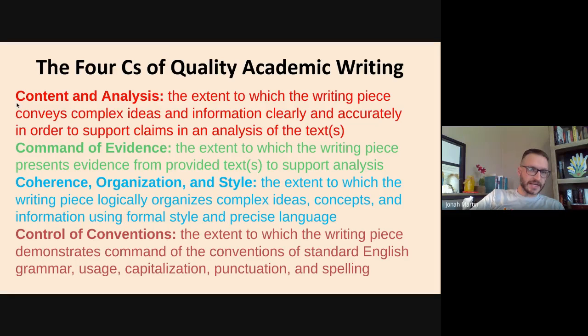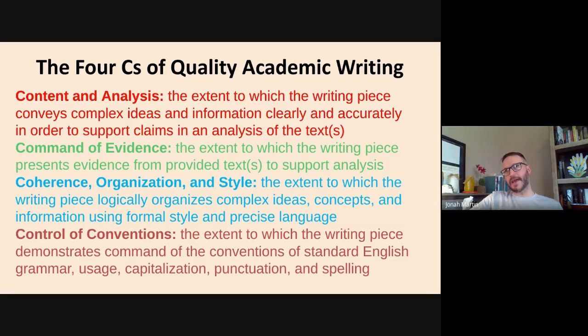So that's the second category, and that's the second category that you might see typed into your comments after a piece of commentary. The third of the C's, the third category, is coherence, organization, and style. And really, that's, in my opinion at least, kind of 2 different categories. Organization has to do with, in your case, it being a paragraph. Does it start with a claim?